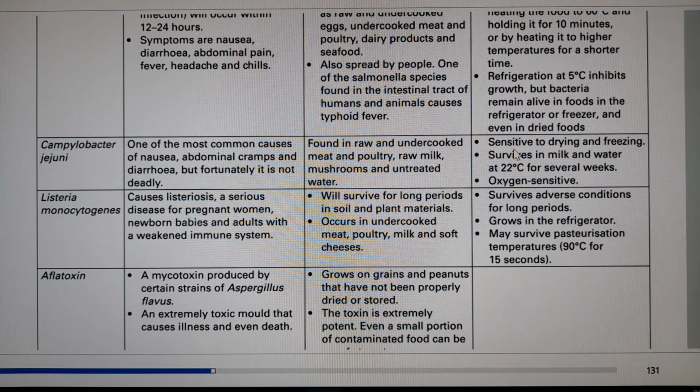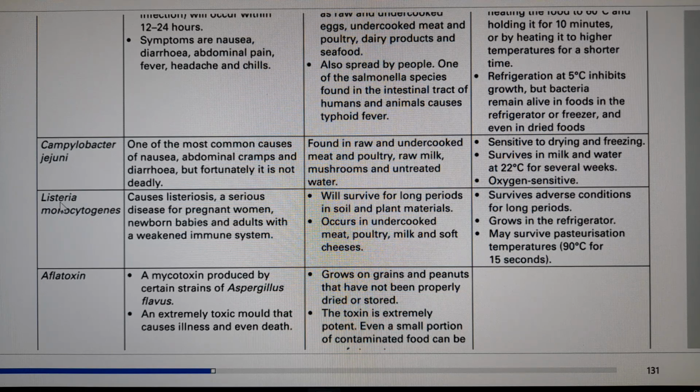And how to prevent it? It is sensitive to drying and freezing. It survives in milk and water at 22 degrees Celsius for several weeks, and it is oxygen sensitive.